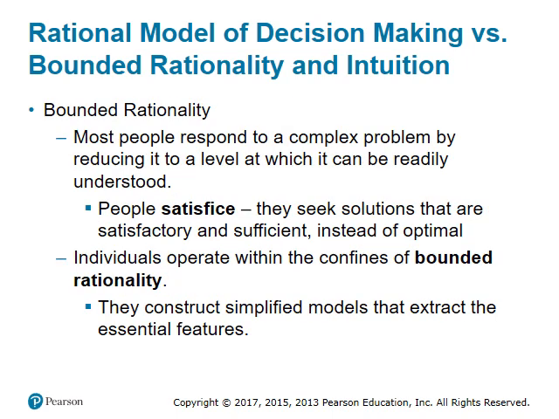When faced with a complex problem, most people respond by reducing the problem to a level at which it can be readily understood. This is because the limited information processing capability of human beings makes it impossible to assimilate and understand all of the information necessary to optimize. Instead, people satisfice. That is, they seek solutions that are satisfactory and sufficient. Individuals operate within the confines of bounded rationality and construct simplified models that extract the essential features.